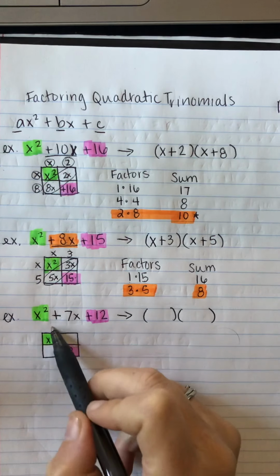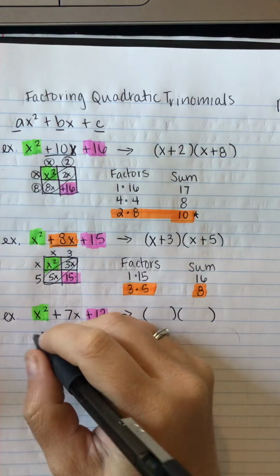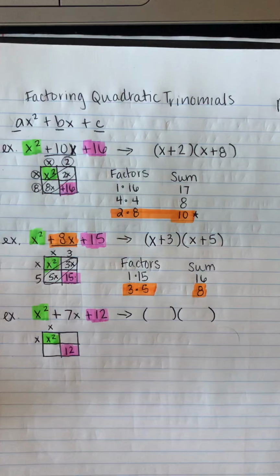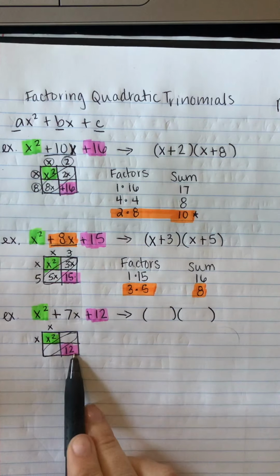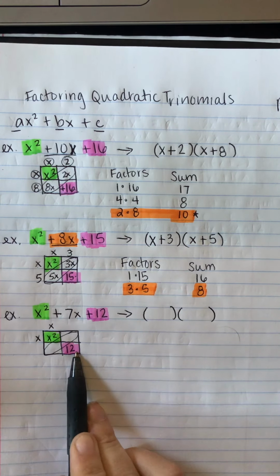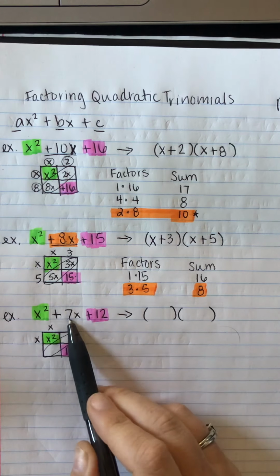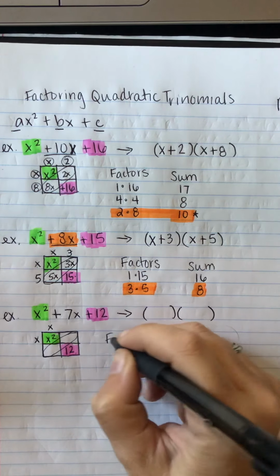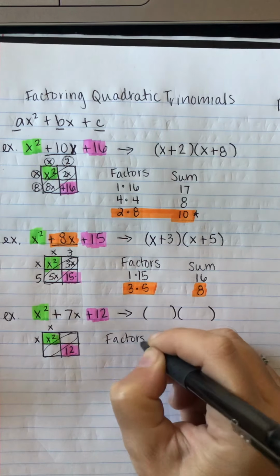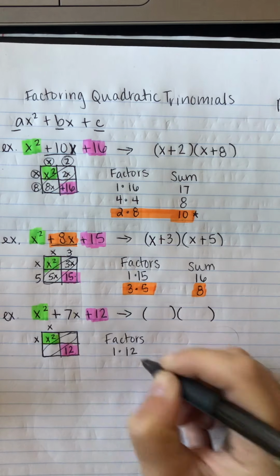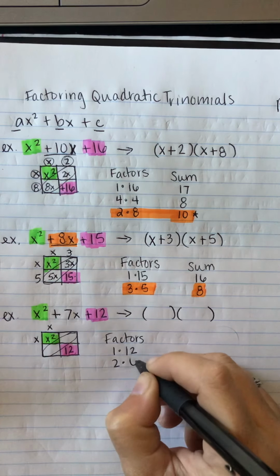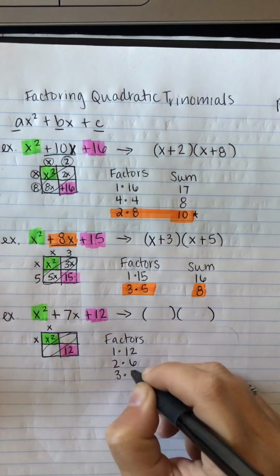And we're saying what times what is going to give us x squared. That's going to be x times x. Okay, and what times what is going to give us 12, right? This times this gives us 12, but they have to add together to give us 7. So we need to list out our factors. So to get to 12, we can do 1 times 12, we could do 2 times 6, or we could do 3 times 4.